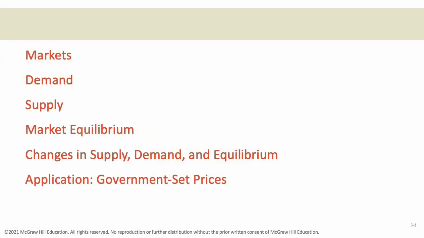So we're going to look at markets, what we mean by demand, what we mean by supply, and what the notion is of market equilibrium. And market equilibrium is what we strive to achieve in economics. And finally, we're going to look at what happens when we make changes, and an application of what happens when the government tries to set prices.